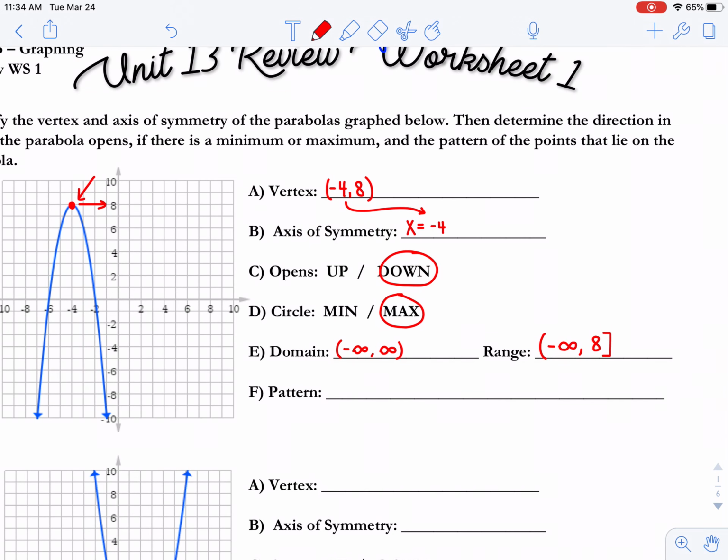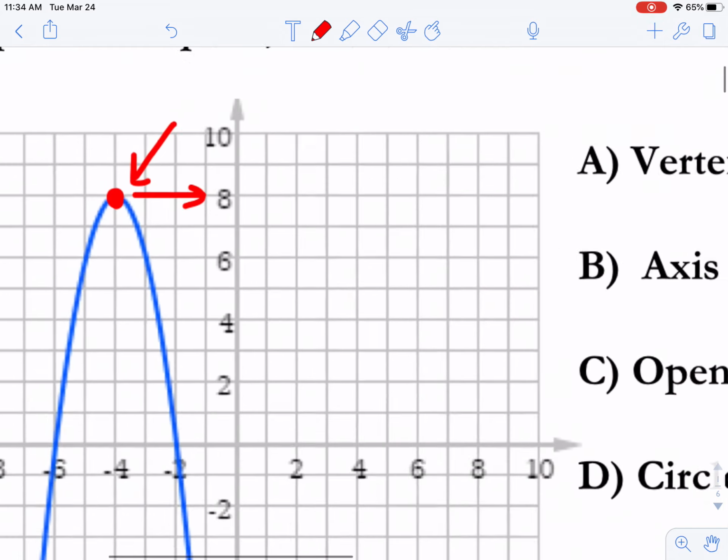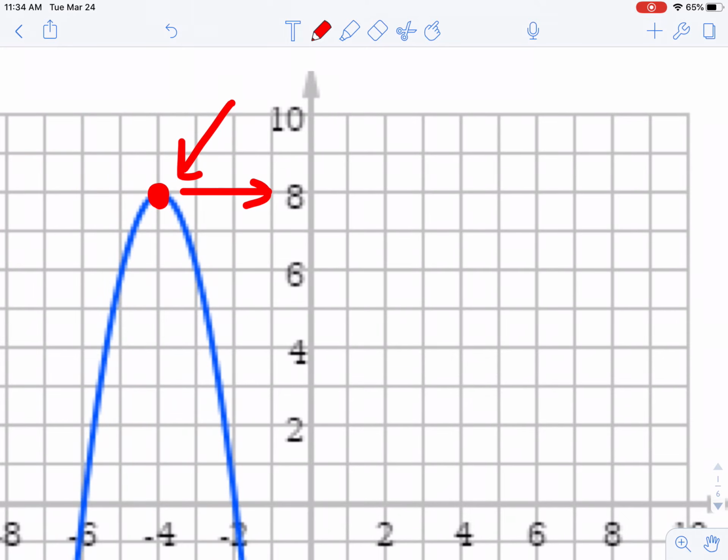The pattern is asking if it's 1, 3, 5, or 2, 6, 10, and so on and so forth.